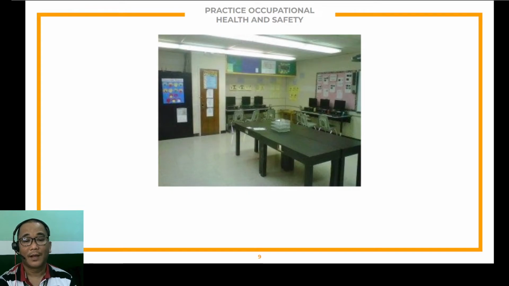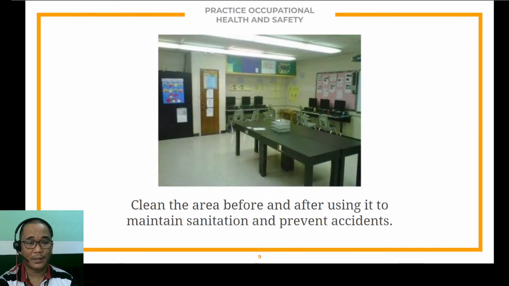This one. Clean the area before and after using it to maintain sanitation and prevent accidents. This will always be an SOP in our working place. So before and after our work, we need to clean our place, especially the tools that we use. We need to put them back in their proper storage, and also throw away all the excess garbage that we produce.